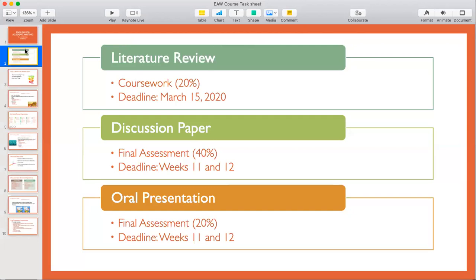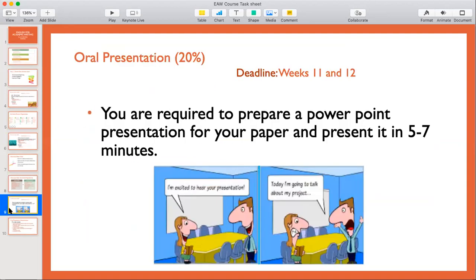This project is divided into 3 parts: the literature review, which is already done, the discussion paper that you should already be working on now, and the oral presentation that you are still going to do and that you should start working on now. The oral presentation is 20% of your final grade, and it should be done in weeks 11 and 12. We will speak about the deadlines, but not now.